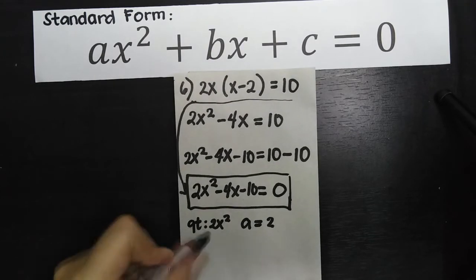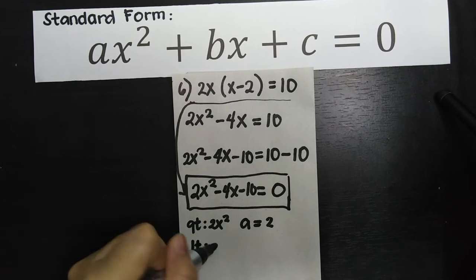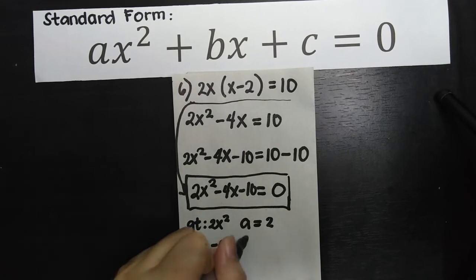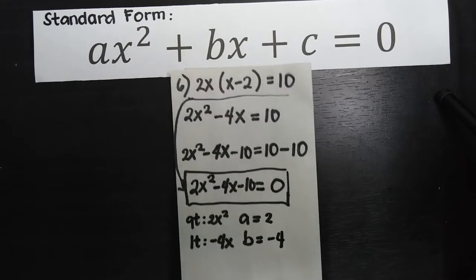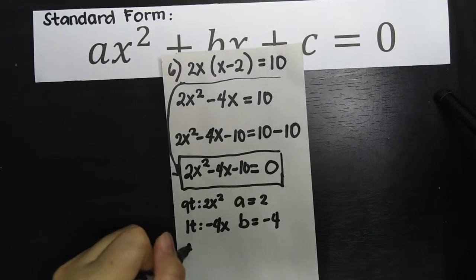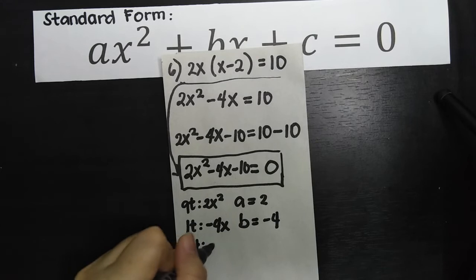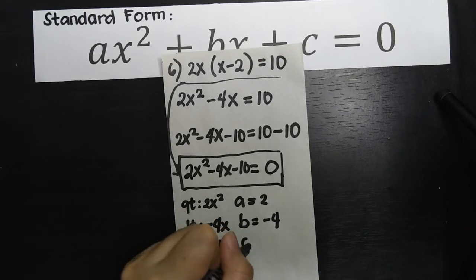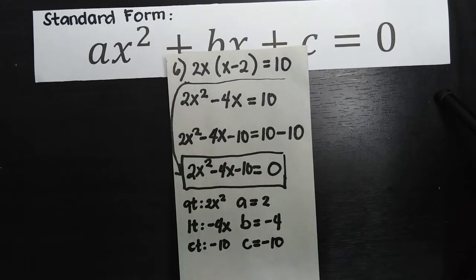And then, the linear term is negative 4x, which gives us the value of b equal to negative 4. And lastly, the constant term, which gives us negative 10, and the value of c is negative 10 as well.